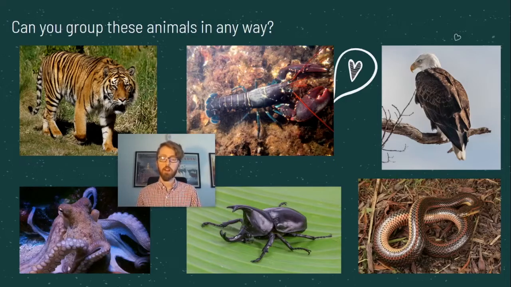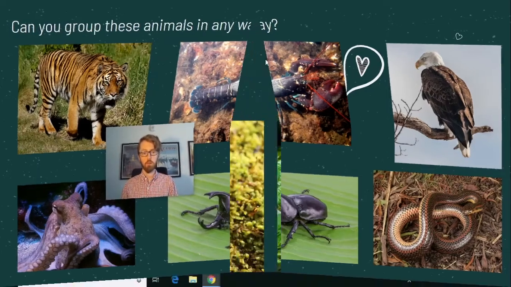Another way that I thought I could group these together is the beetle and the eagle can both fly. The octopus and the lobster can both swim, and the tiger and the snake both move around on land. I could even split the tiger and the snake into 2 separate groups because the tiger walks and the snake slithers. In the next lesson, we're going to learn how scientists will group these animals. They use specific vocabulary words to group them into 2 separate groups.